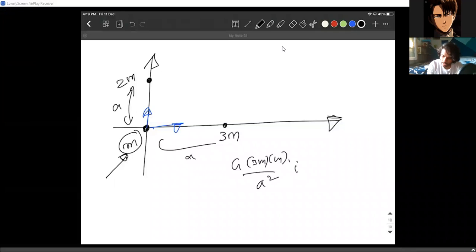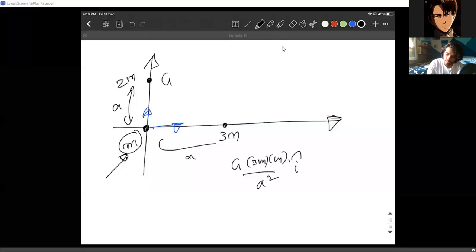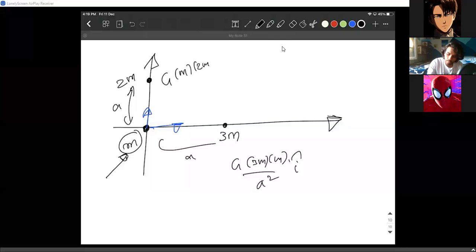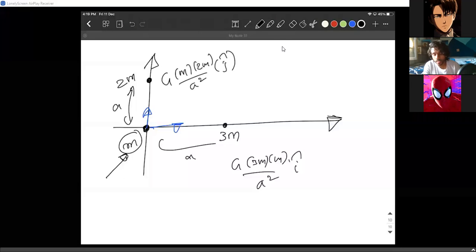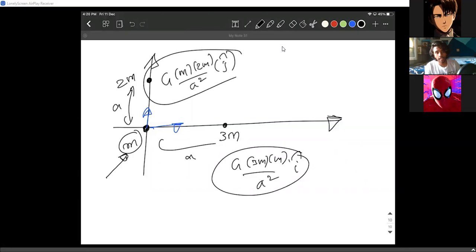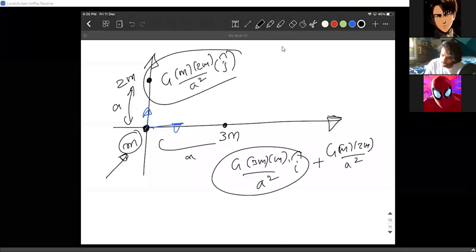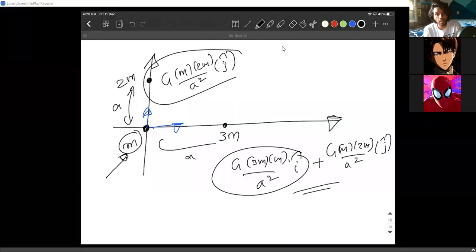Since it is in this direction, I write it as i cap. The other force is G m 2m by a square, and the other force is given as j cap. So you can finally write these two in the same term and find the resultant, but it's always suggested that you keep them in the vector form itself, just like this, G m 2m by a square j cap. It's always good to have them like this so that there is more information.